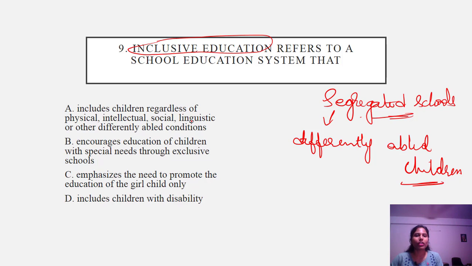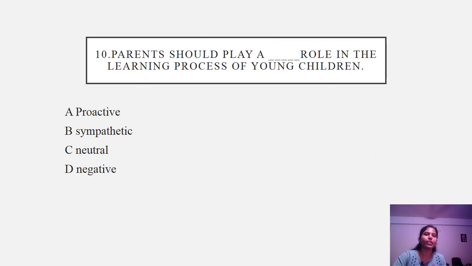So what is this school about? Which kind of students will be there? It includes the children regardless of physical, intellectual, social, linguistic or other differently abled conditions. Yes, this is absolutely right. Inclusive means including each and every child irrespective of his disability or his social group or his linguistic group or his intellectual or physical development. So this is inclusive education.